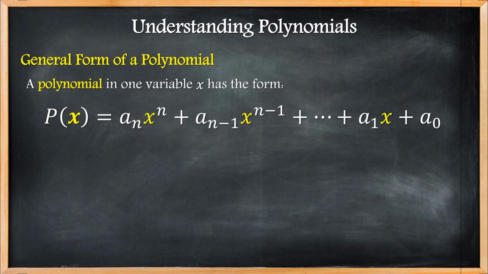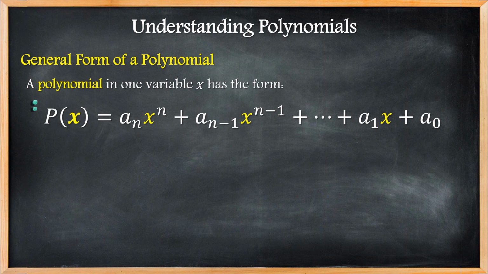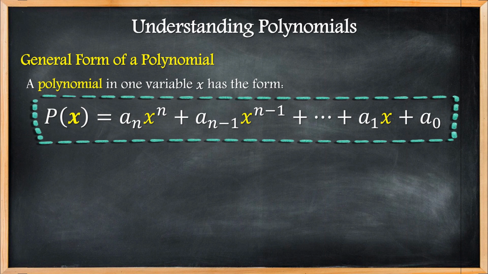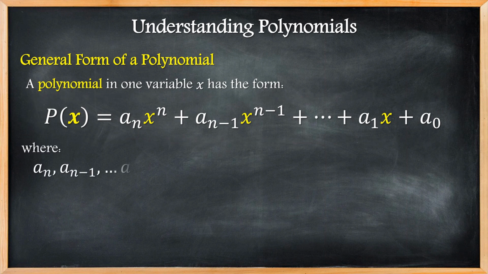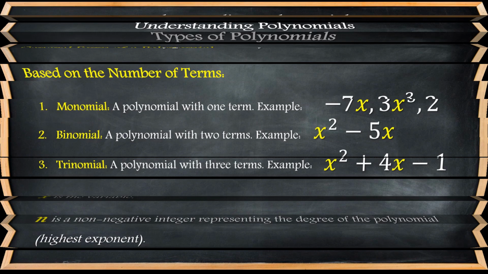General form of a polynomial. A polynomial in one variable x is written as p of x equals a sub n times x to the power of n plus a sub n minus 1 times x to the power of n minus 1 plus ... plus a sub 1 times x plus a sub 0, where a sub n, a sub n minus 1, up to a sub 1 and a sub 0 are the coefficients. x is the variable, n is a non-negative integer representing the degree of the polynomial, which is the highest exponent.